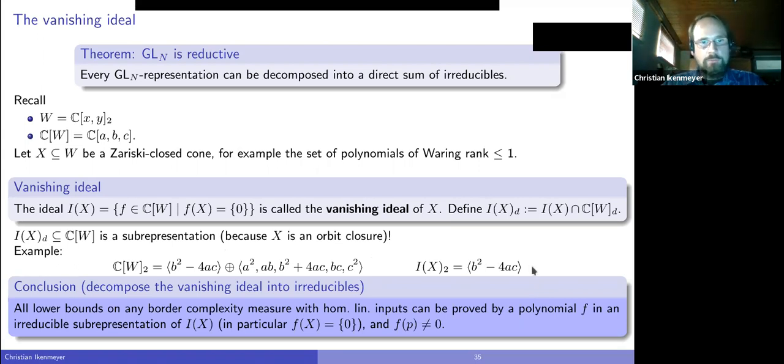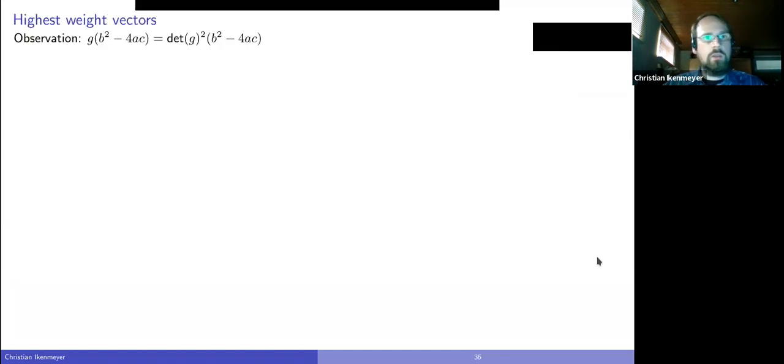And so the conclusion is that all the lower bounds can not only be proved by a separating polynomial, but it can actually be a separating polynomial in an irreducible subrepresentation of the vanishing ideal. And that is great because we understand these polynomials in the irreducible subrepresentations much better. And those are highest weight vectors. Let me tell you what that is.